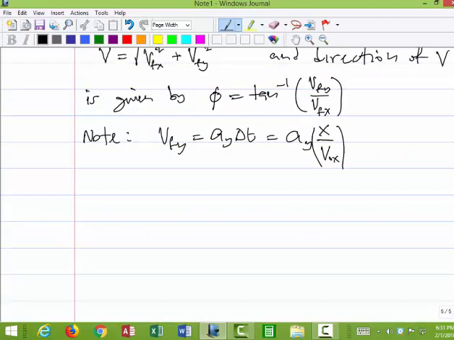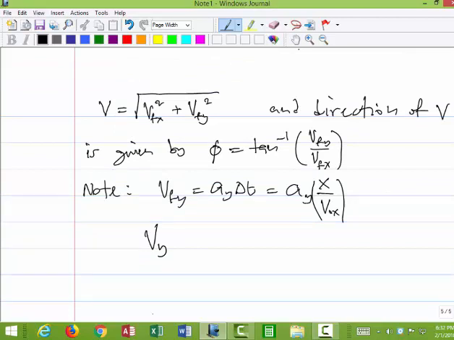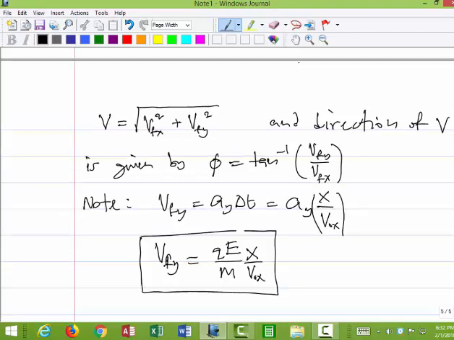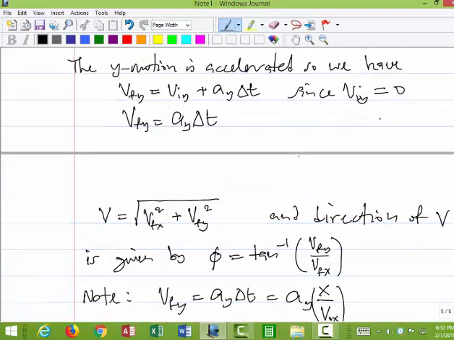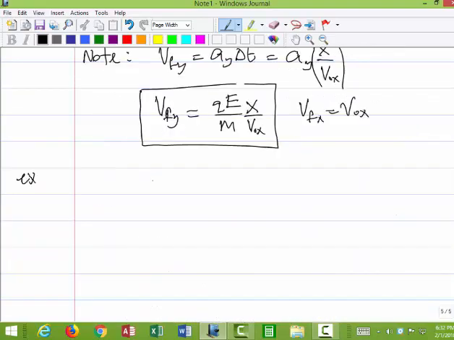Okay, let's try an example on this. So let me rewrite this a little bit better. So v final y: a y is equal to qE over m, and then we have x over v not x. So we can write v final y this way, and v final x, of course, is just equal to v not x because there is no acceleration in that direction. So let's try an example on this.